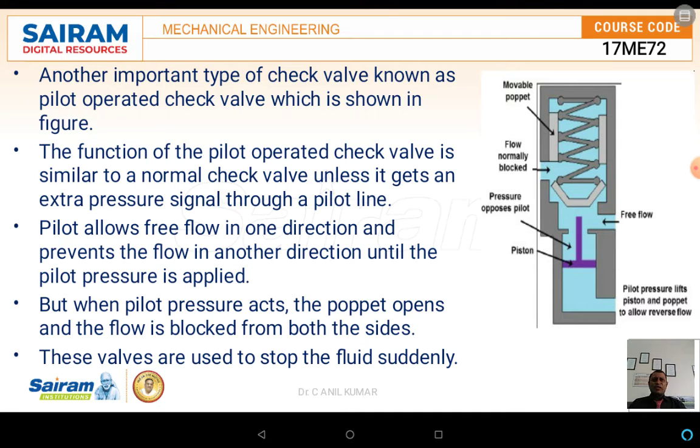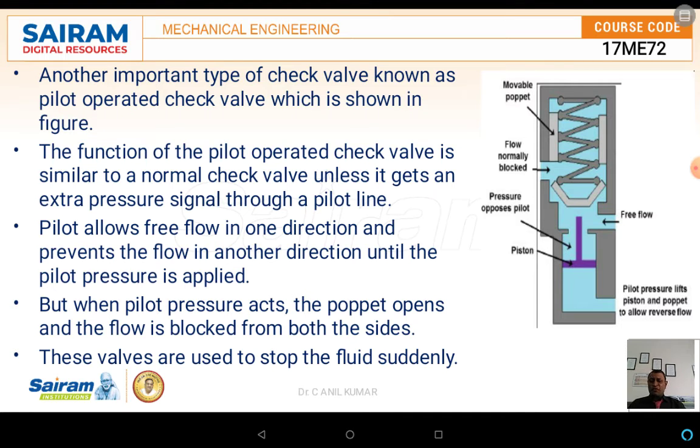Here also, the movement of the poppet is activated by means of the pressurization by the spring. Now here, another portion has a piston mechanism. The function of the pilot operated check valve is similar to that of a normal check valve, unless it gets an extra pressure signal through the pilot line.